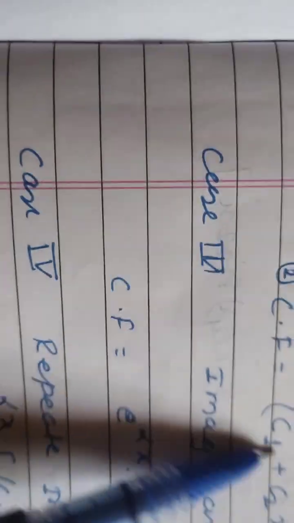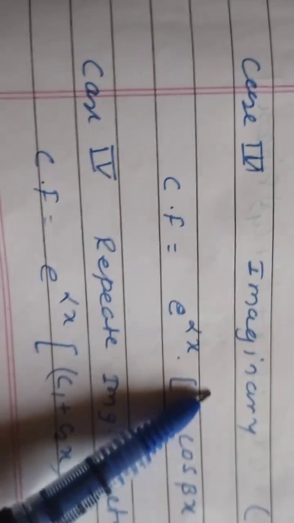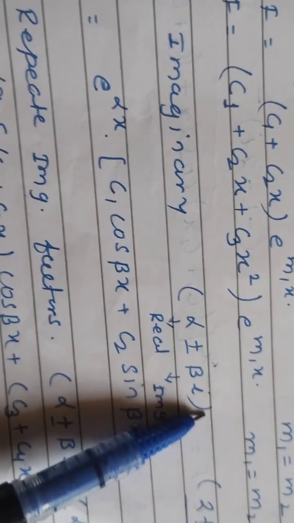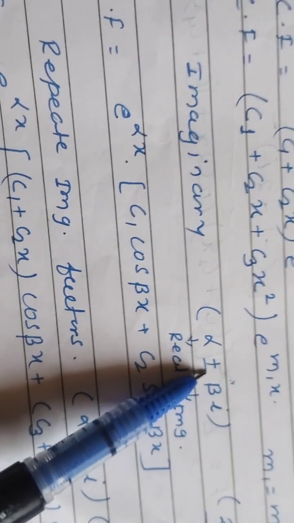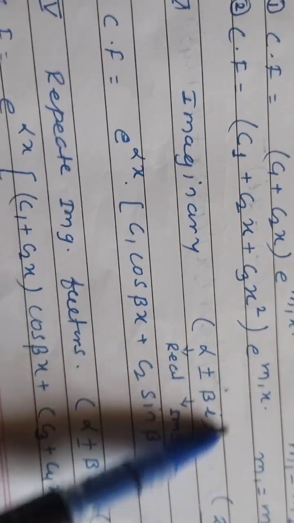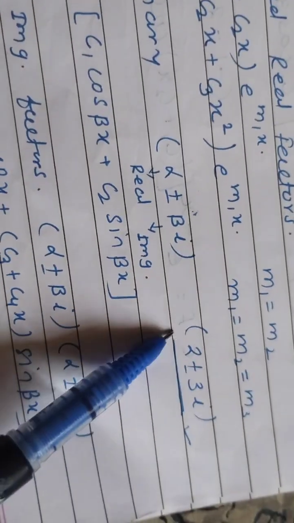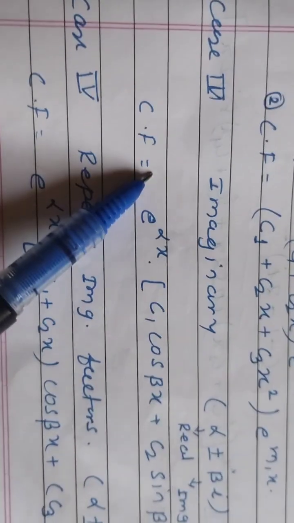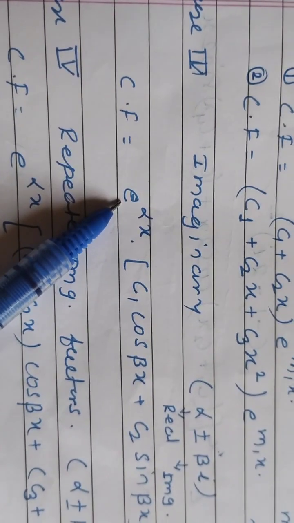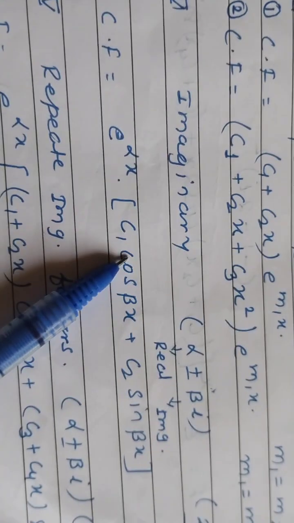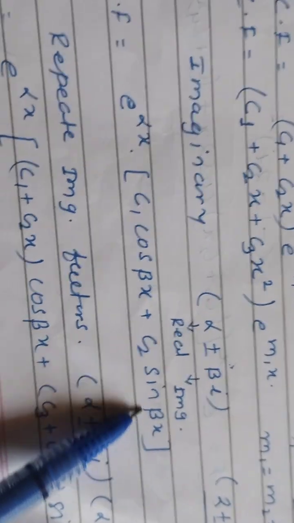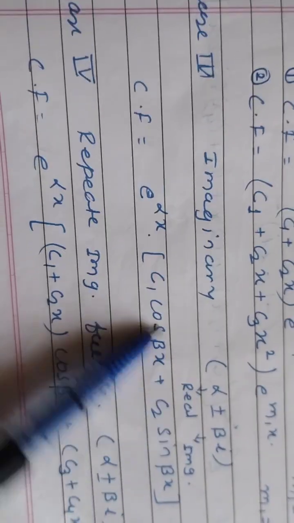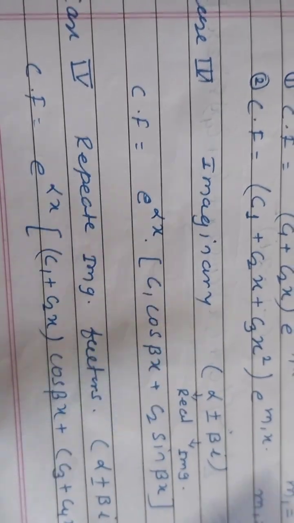Now in the third case we have imaginary terms, means suppose we got alpha plus minus beta i, for example 2 plus minus 3i. So for this the complementary function is equal to e raised to alpha x in bracket c1 cos beta x plus c2 sin beta x. It's looking very complicated.